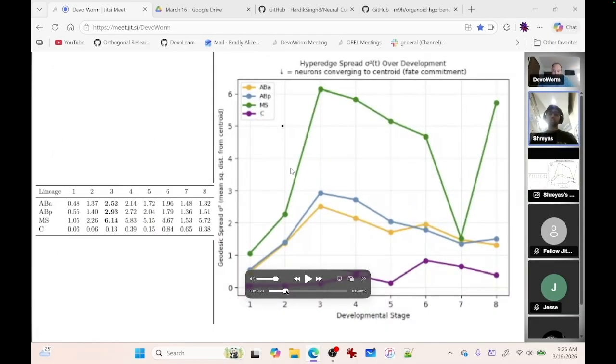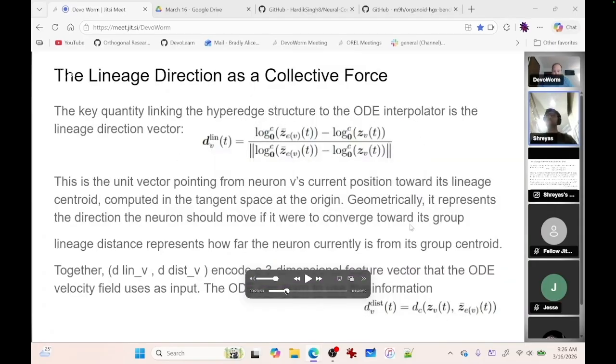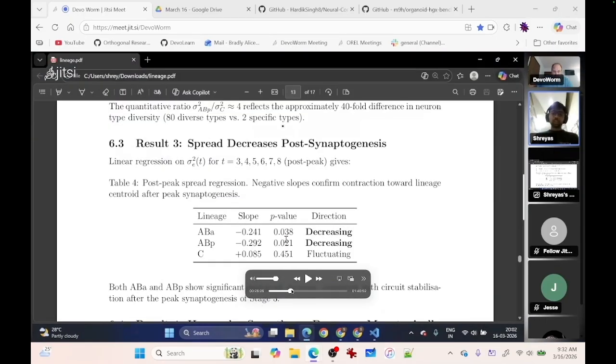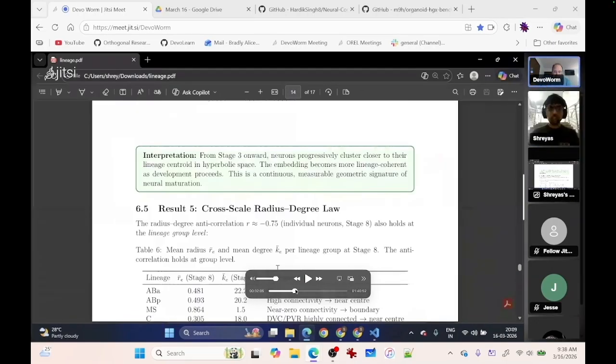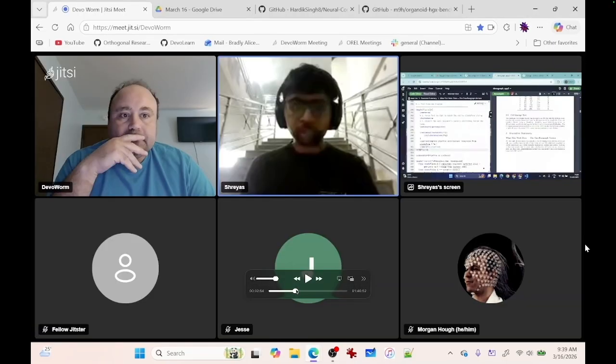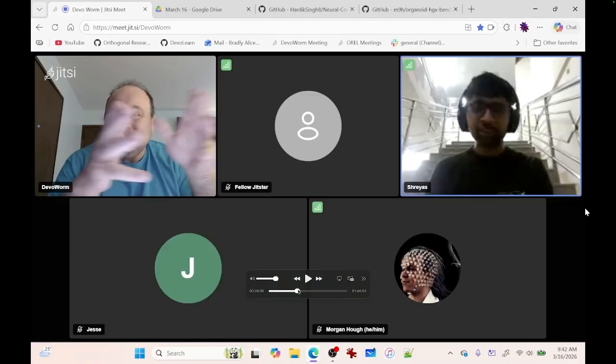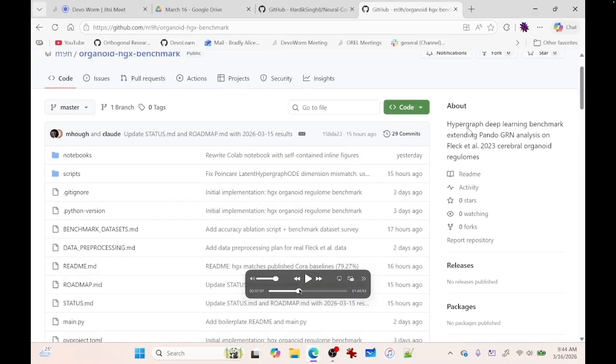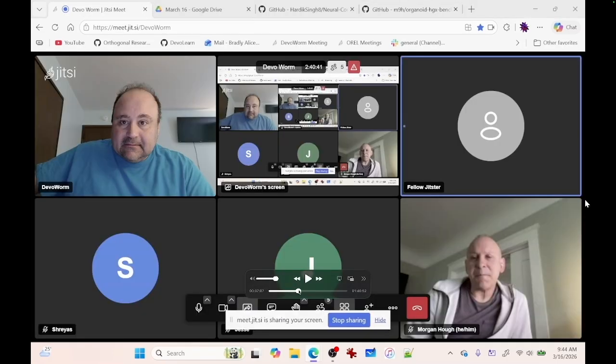We talked about, I kind of drew that out on my board, and then we talked about it. And then he has some graphs here, so he's reporting some data for developmental stage, talking about lineage direction as a collective force. So this is where he gets into his ordinary differential equations that he's using on a hypergraph. And then talking a little bit about synaptogenesis in the connectome, in the developmental connectome. So that was Shreyas' presentation. We had some discussion after that, and then I ended up talking about Morgan's work.